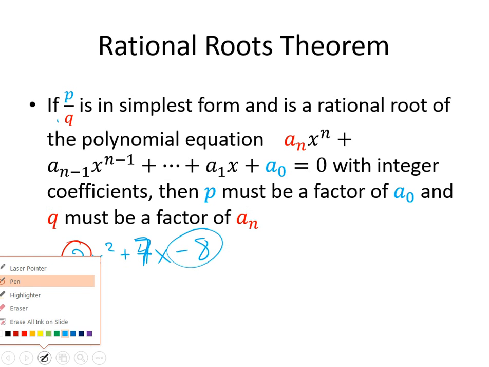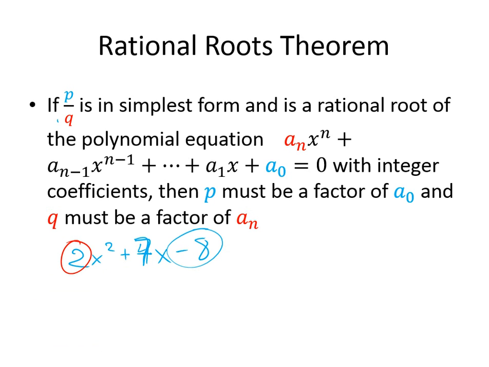Now what you're going to have to do is find all the factors of the first number. So the factors of 2 are 1 and 2, but plus or minus. Your factors of Q are all going to be plus or minus. The factors of 8 are 1, 2, 4, and 8.